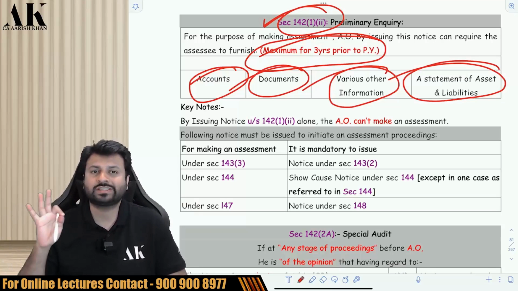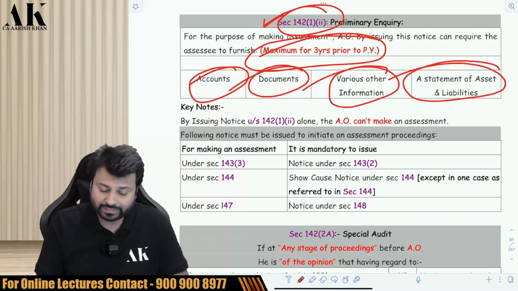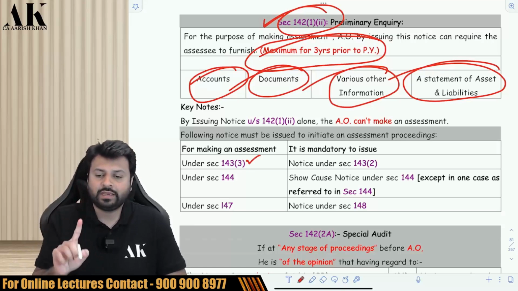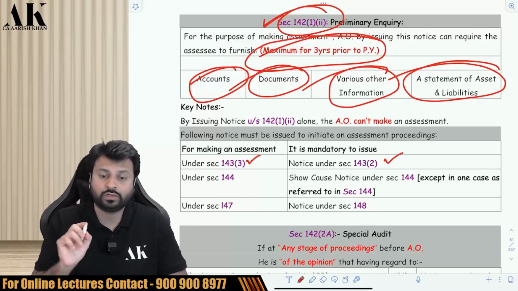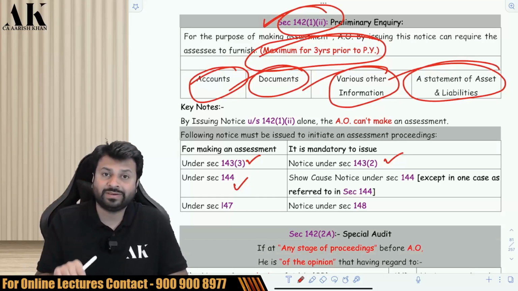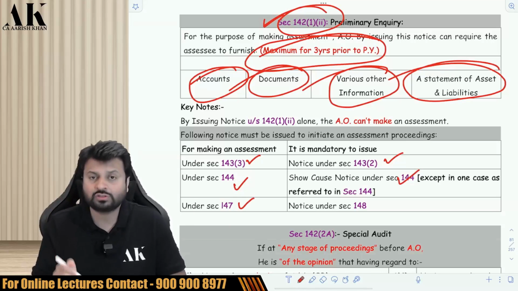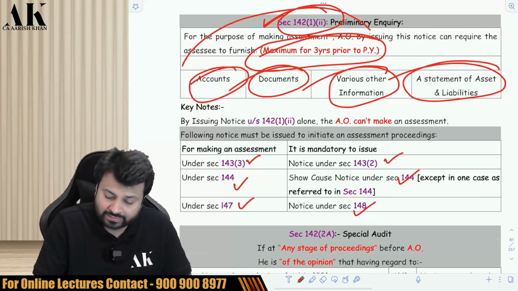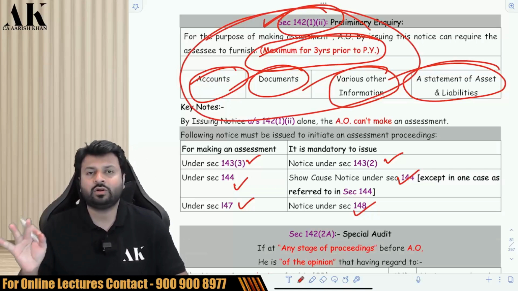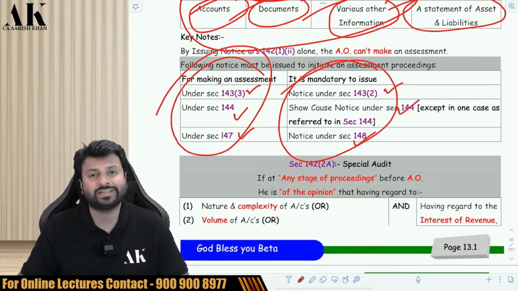If the AO wants to start with assessment, there are 3 types of assessment under the income tax law. One is 143 subsection 3. If the AO wants to start with a regular assessment, he has to send this regular assessment notice 143(2). If the AO wants to start with best judgment assessment, he has to send this show cause notice under 144. If the AO wants to start with 147, he has to send 148 notice. Moral of the story, with the help of this particular notice, AO cannot initiate the assessment proceeding. For initiating assessment proceeding, he has to send these notices.